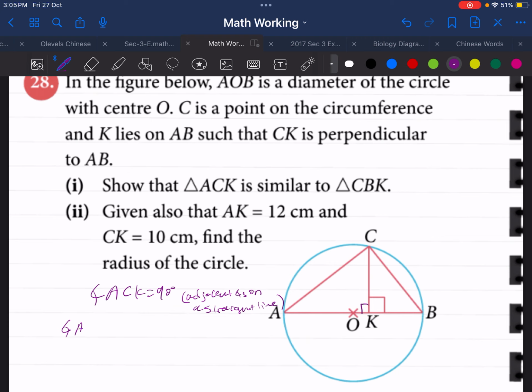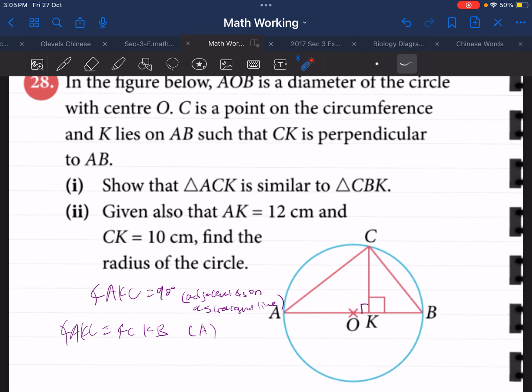So angle AKC is equal to angle CKB. So this is my A. To test for similarity, I need to get another A. There's one more A. It can be this, or this. Anything. So I need to get another angle.